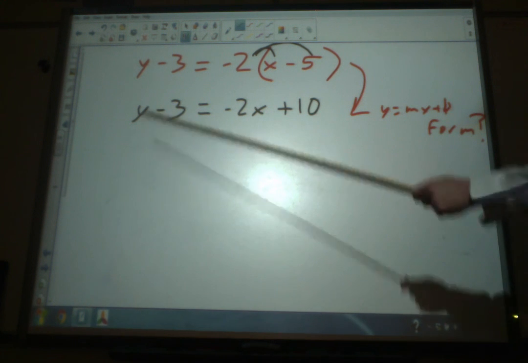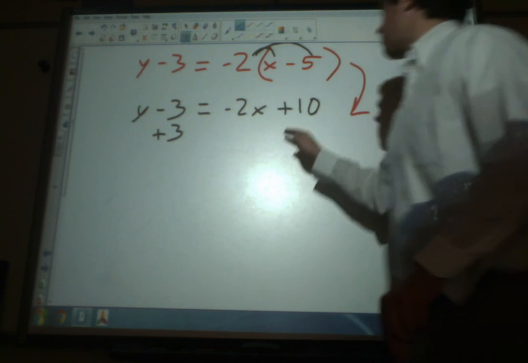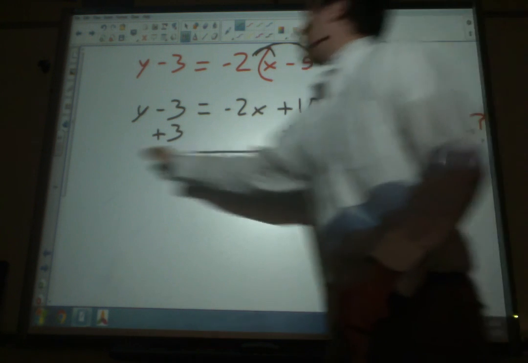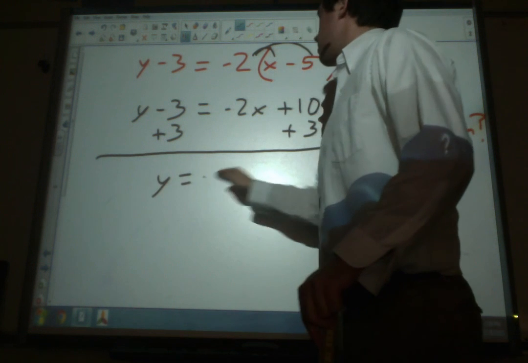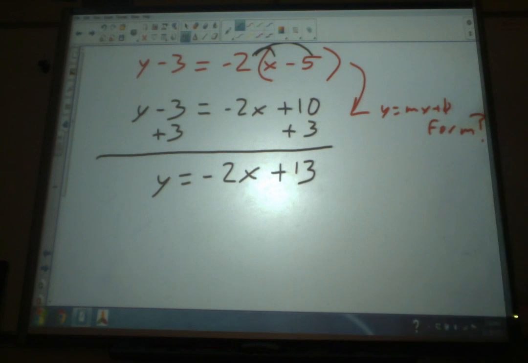And then to get the y all by itself, all we have to do is add 3 to this side. That gives us y equals negative 2x plus 13. And there we go. We've turned it into y equals mx plus b form.